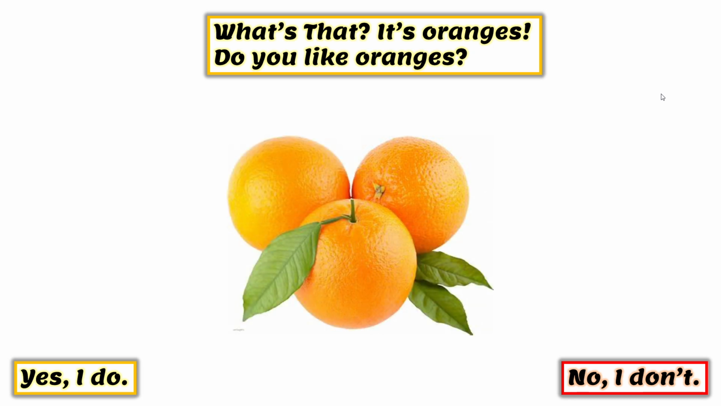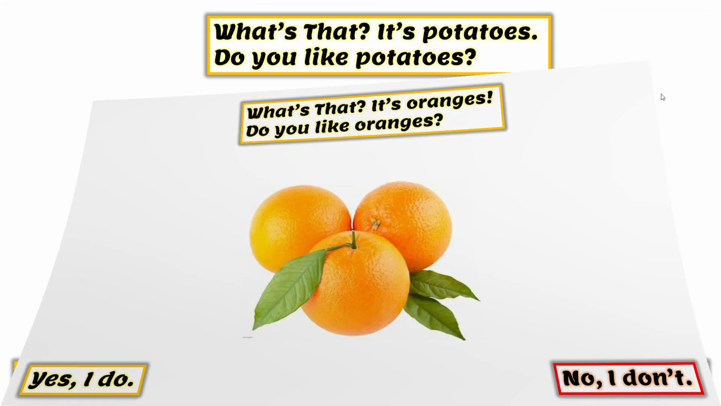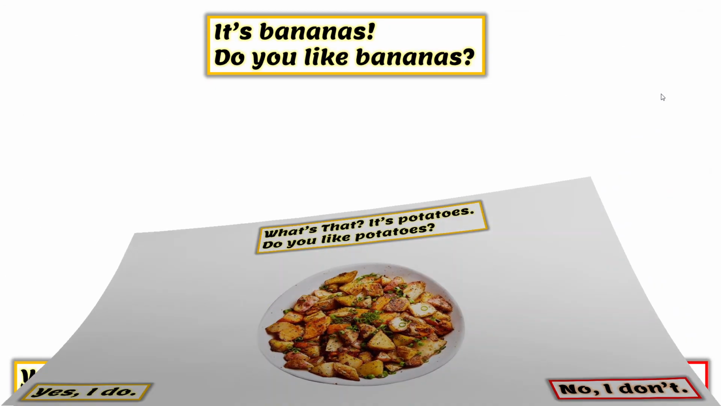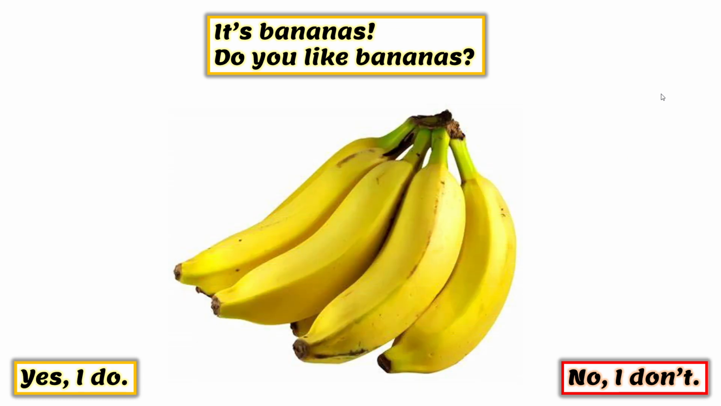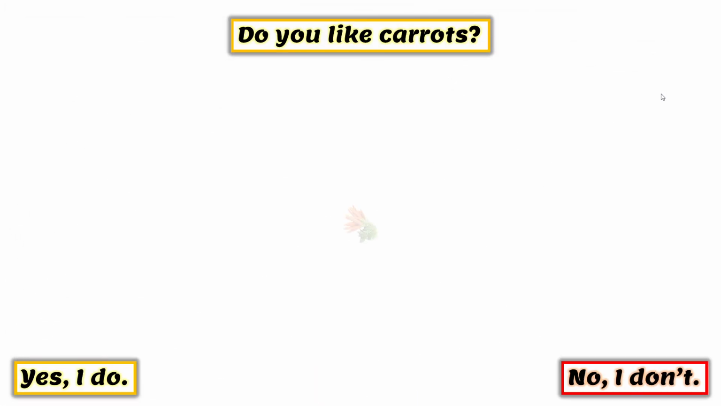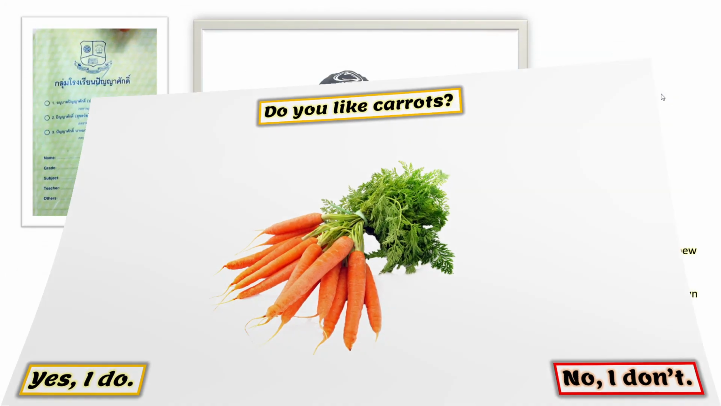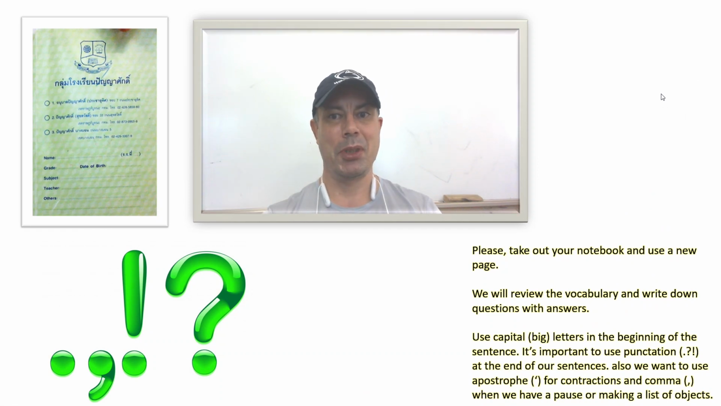What's that? It's oranges. Do you like oranges? What's that? It's potatoes. Do you like potatoes? It's bananas. Do you like bananas? Do you like carrots? Very good. Did you answer yes I do and no I don't?